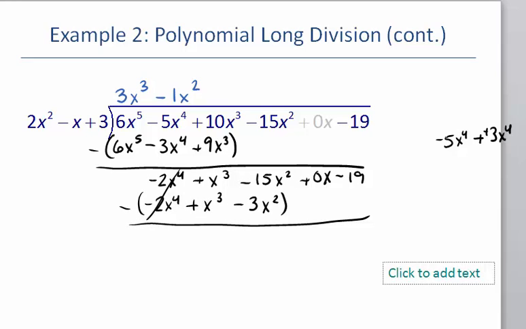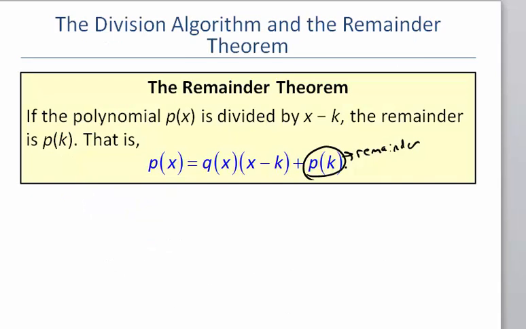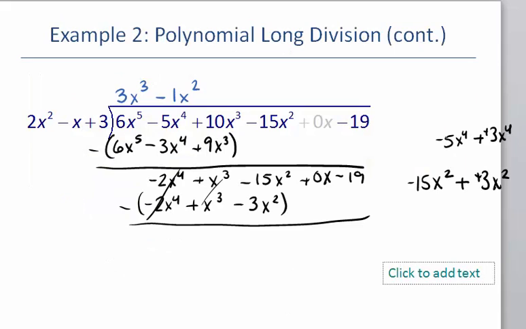We expect the first terms to fall out. The next set we have x cubed minus x cubed, so that's going to zero out as well. Then we have, we'll come off to the side, negative 15x squared minus a negative 3x squared. Minus a negative becomes plus a positive, which gives me negative 12x squared, and I'm going to drop the rest, plus 0x minus 19.